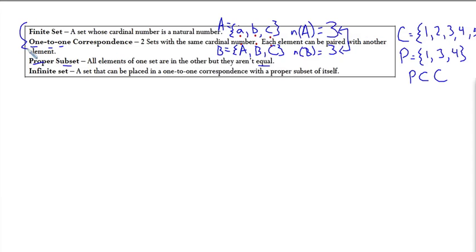So using this information, we're going to define an infinite set now. So an infinite set is a set that can be placed in a one-to-one correspondence with a proper subset of itself. Okay, so let's think about what that means for a second. One-to-one correspondence meant, okay, 2 sets with the same cardinal number, and each element can be paired with another element. So we're going to be looking at a set, and we're going to be pairing it with an element in a proper subset of itself. Now we also said that proper subset can't be equal. So this is where the idea of infinity comes into play.